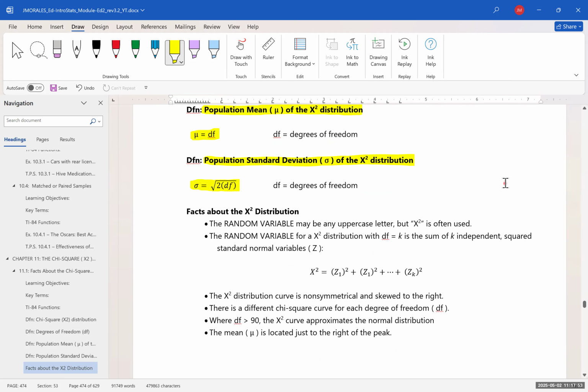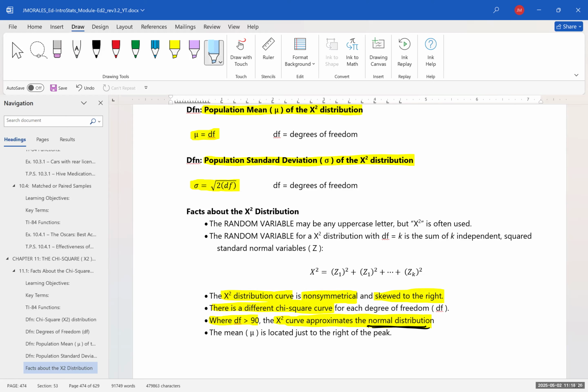So just remember that a chi-squared distribution curve is non-symmetrical and skewed to the right. That it's shape-shifting, so there's a different chi-squared curve for each degree of freedom. And where the degrees of freedom is greater than 90, the chi-squared curve approximates a normal distribution. But again, I think that's a little misleading because it's not symmetrical with positive and negative values. That's just kind of like the overall shape.